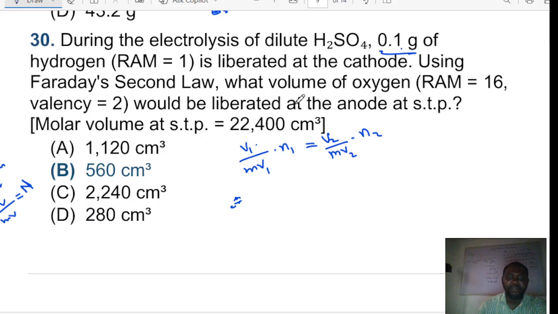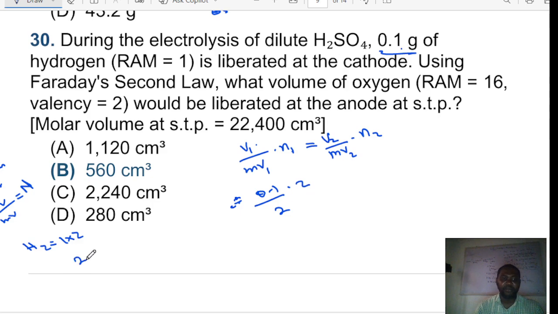So the mass of hydrogen is 0.1 grams. The molar mass of hydrogen gas is 2 because H2 is 1 times 2. Then times the number of moles of hydrogen. Whenever hydrogen is deposited, the valency of hydrogen is 2. Always note that, because this is the reaction.